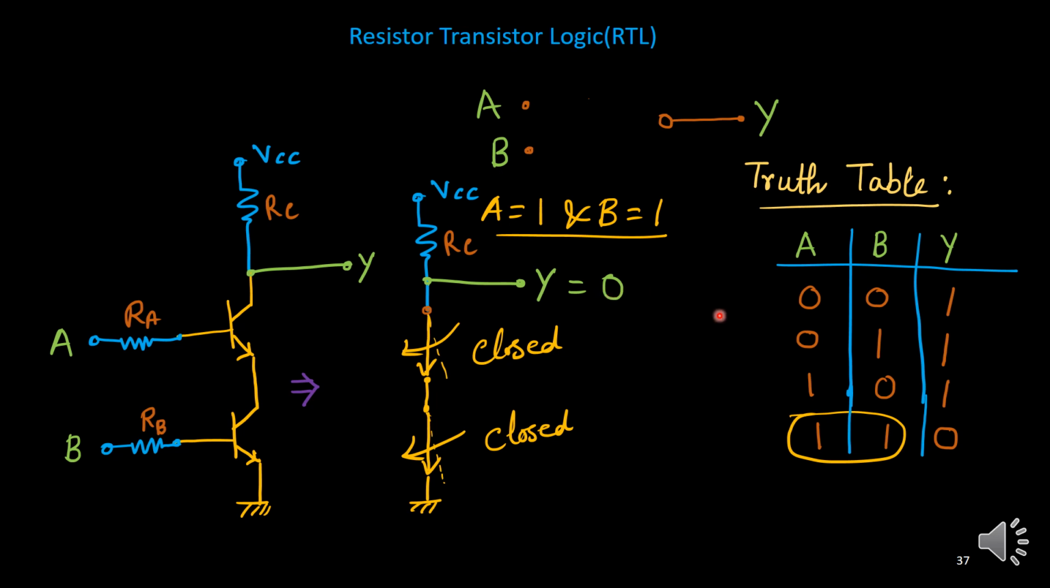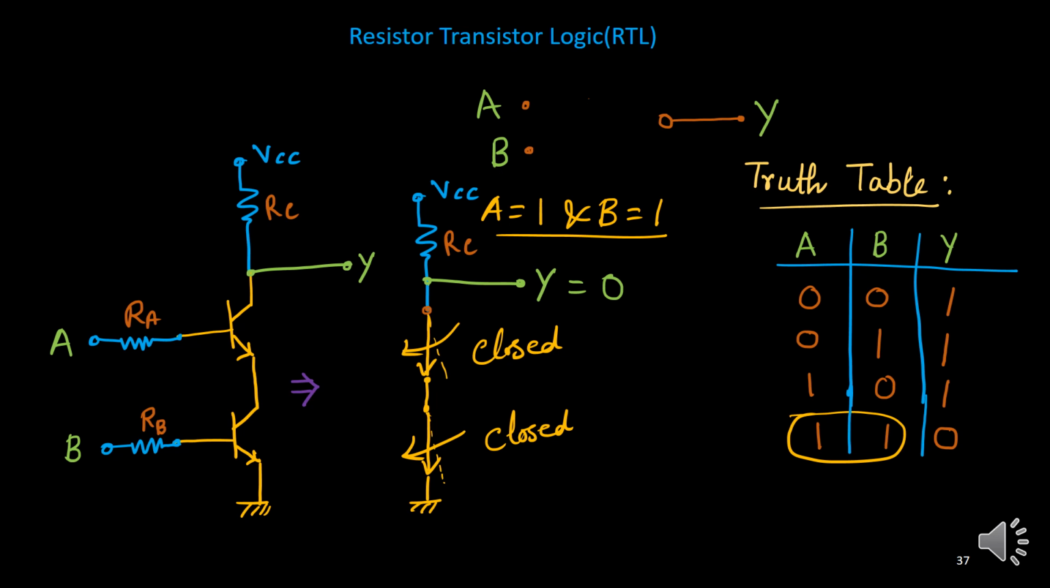So this is the truth table. 0 0 is 1, 0 1 is also 1, 1 0 is also 1, but 1 1 is 0. If both A and B are 1, then output is 0. It is the negative of the AND gate. The AND gate says that if both are 1 1, output is also 1. That is called AND. A and B, both are 1 1, then only output is 1.